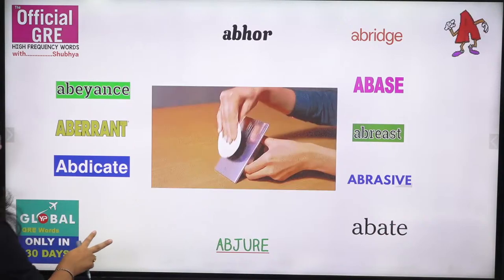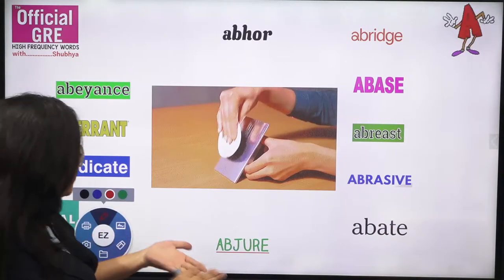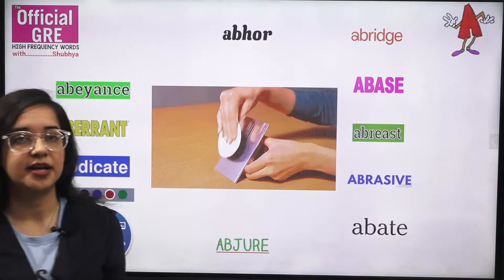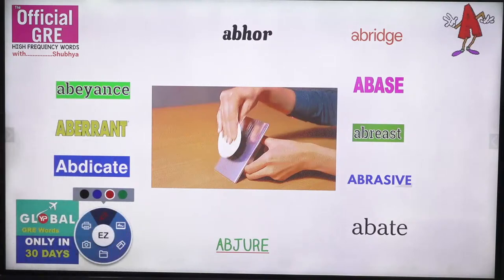Next is this. You're cleaning this thing with some kind of a hard surface or something like that. That is a term. That is an image now. Can you just tell me what it means?